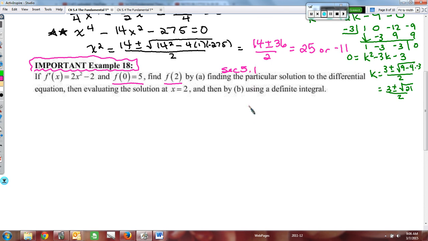And now what we're going to do is show the relationship between finding this f of 2 using a definite integral and using the net change.